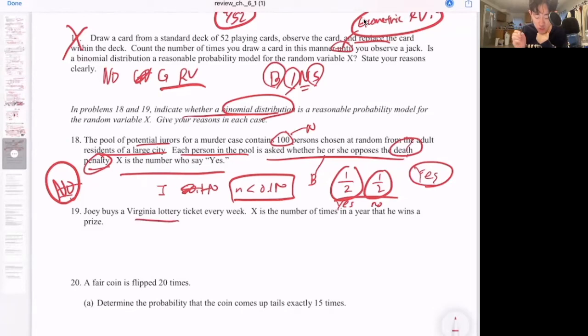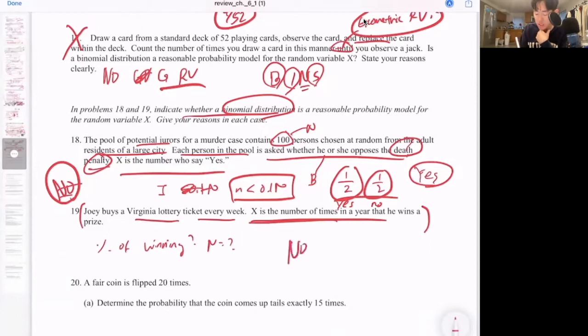Joey buys a Virginia lottery ticket every week. X number of times in a year, he wins a prize, it says. I think this is a typo because there's absolutely no information about the percentage of winning. I don't know that. X number of times in a year. What's the trial? I have no clue. This definitely has to be a typo. This has to be a no.